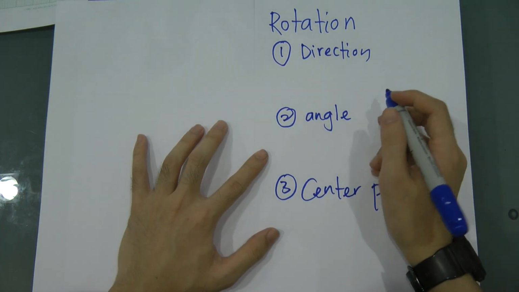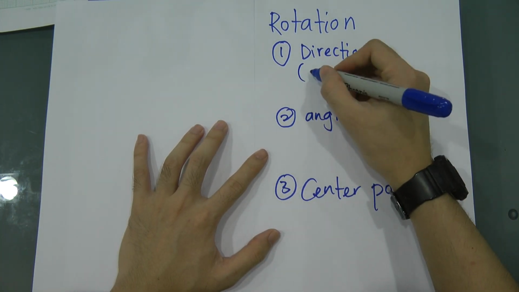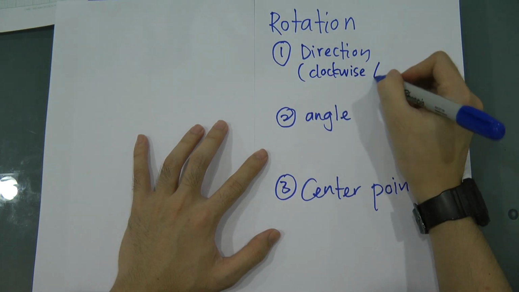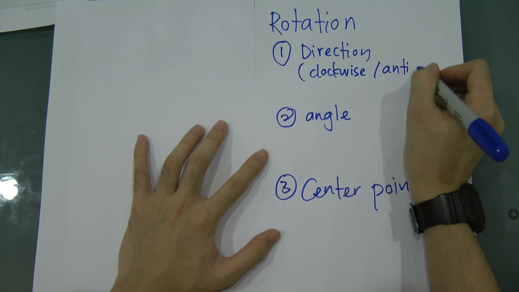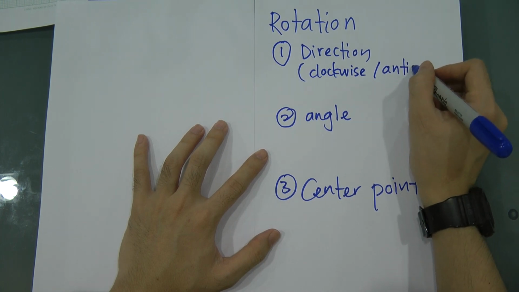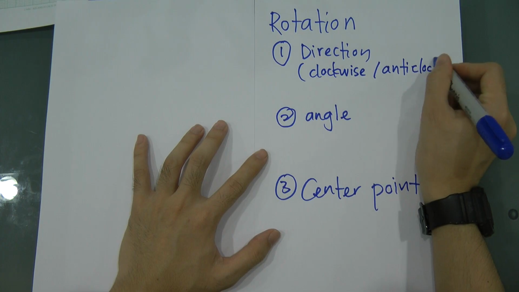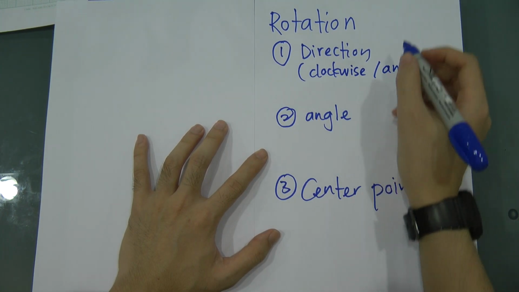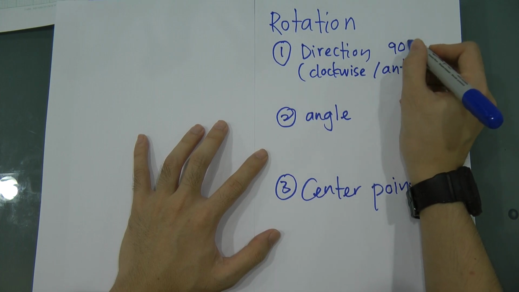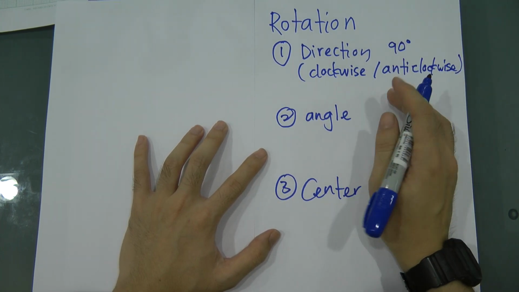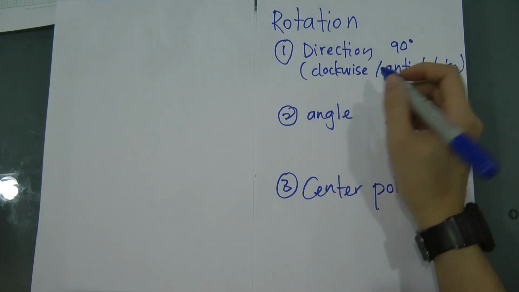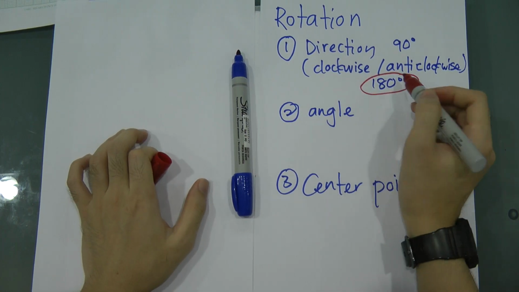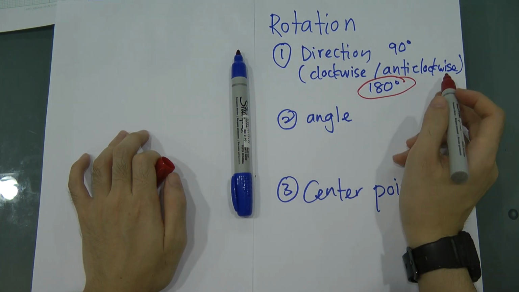Alright, first, for the direction, obviously you have clockwise or anti-clockwise, which means you will rotate clockwise or anti-clockwise. Of course clockwise and anti-clockwise only happen with 90 degrees in SPM. Alright, a lot of students will ask me about 180 degrees. Okay, for 180 degrees, there's no difference between clockwise and anti-clockwise.